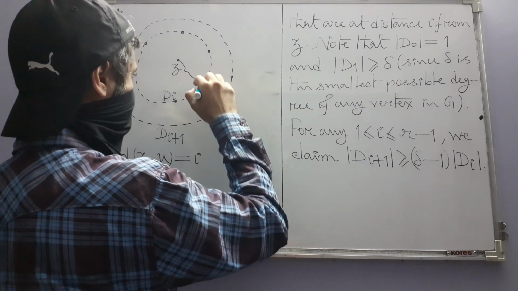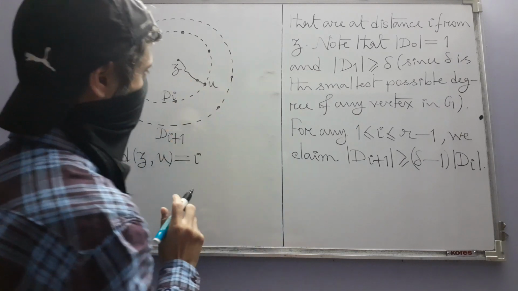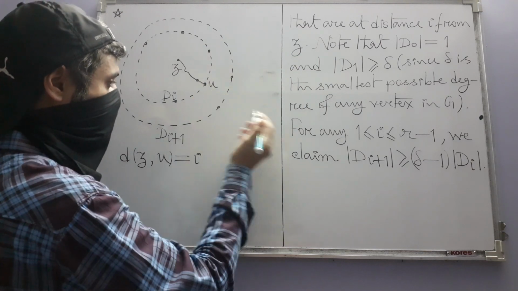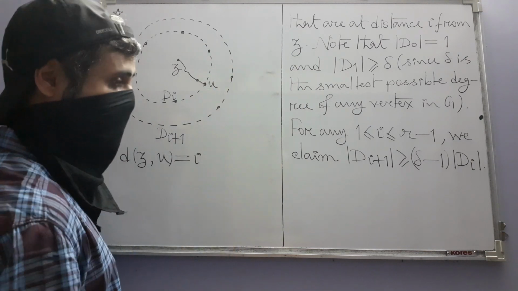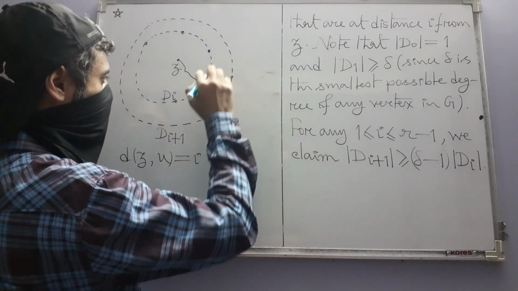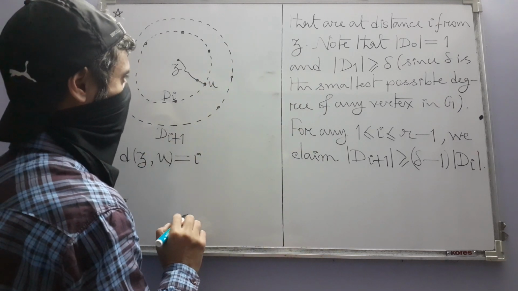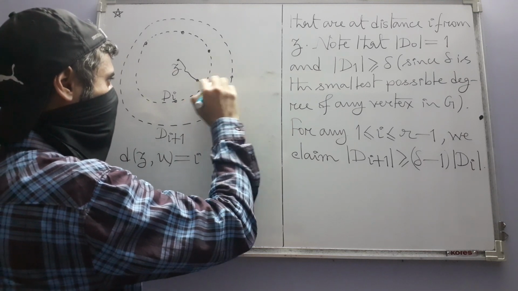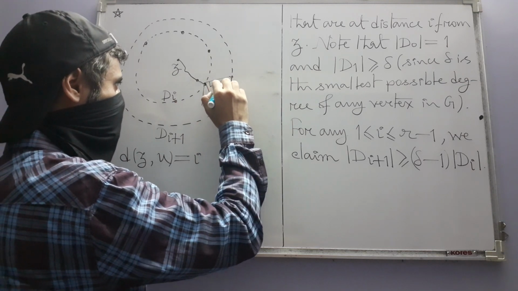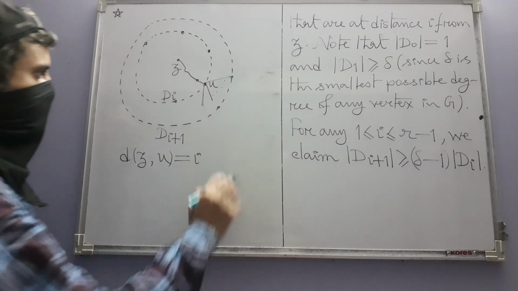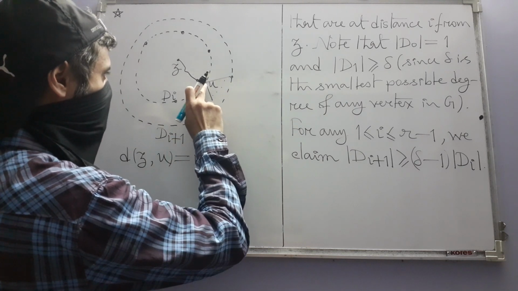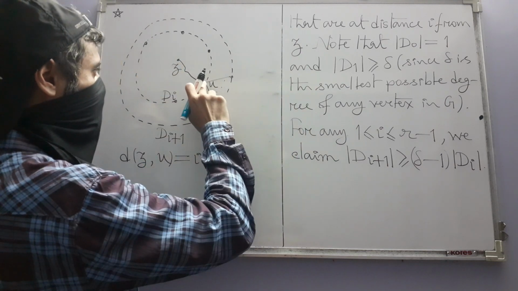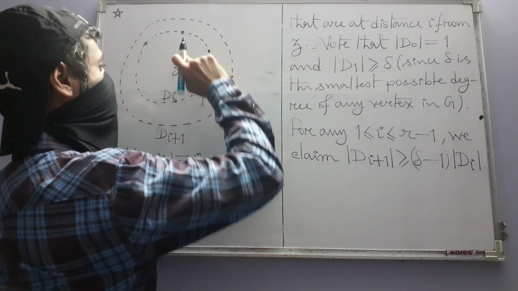So the thing here is, what about the other vertices? I mean, what about the other edges that are emanating from U? The claim here is that at least some edges emanating from U take us even further away from Z. That means these edges do not go back.